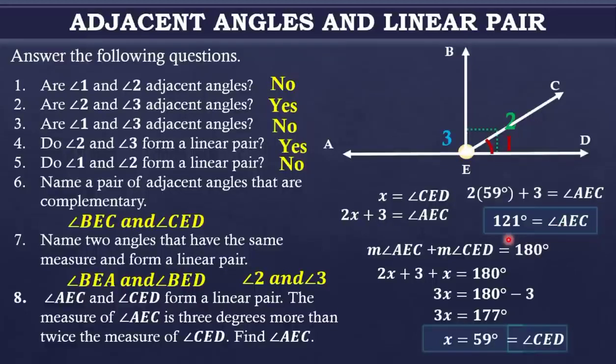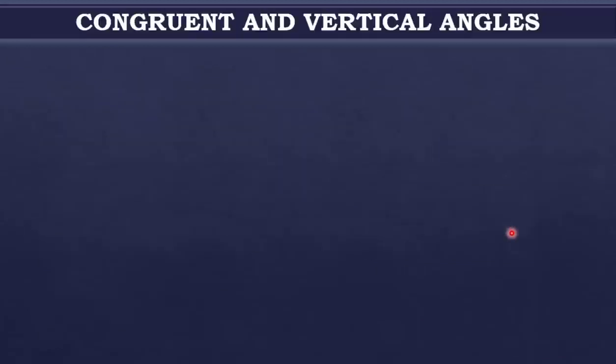So kapag chinek natin, again, these two are supplementary. So 59 plus 121, that is 180. Next. So let's have an examples in congruent and vertical angles.